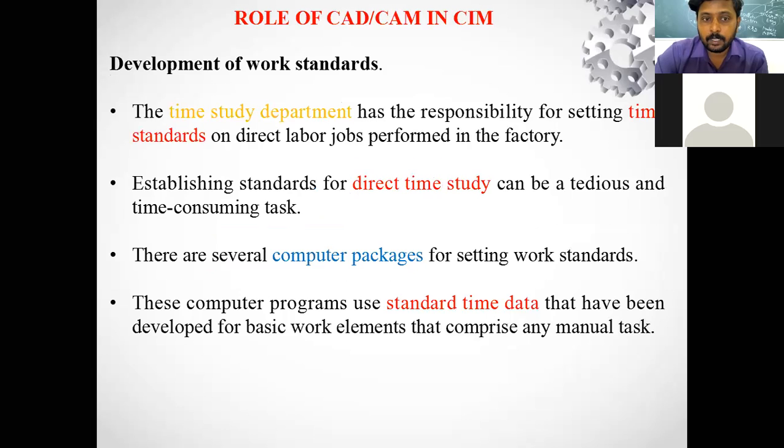Next is development of work standards. The time study department has the responsibility for setting time standards on direct labor jobs performed in the factory. Now, what is a work standard? Whenever you visit an industry, you will find what you can call standard operating procedures, SOP. These are guidelines, and according to that guideline the flow is going to work. The person who is going to work on a particular job has to follow that standard operating procedure. In that procedure, everything is predefined by using some computerized systems, and that predefinition is called standardization of the process.